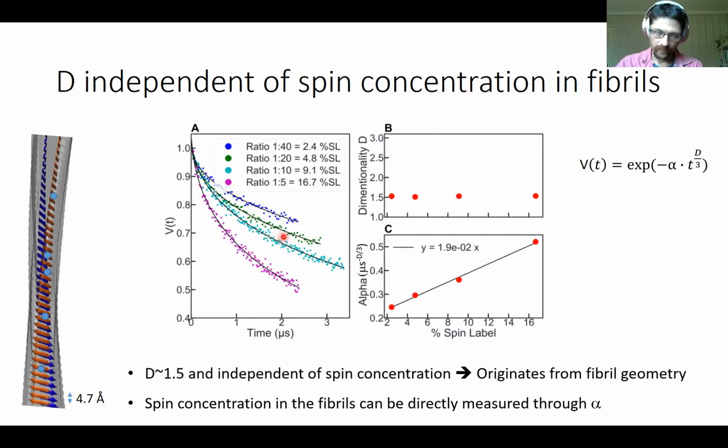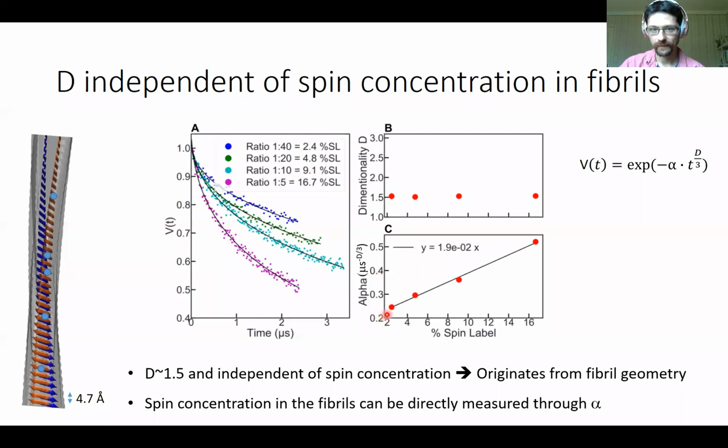So the first thing that really was striking to us is that D is really stable. It's really independent of your dilution factor, of the quantity of spin label you add in your fibers, and it's always equal to about 1.5. So it's a much lower dimensionality than 3, and it's pretty consistent at 1.5.